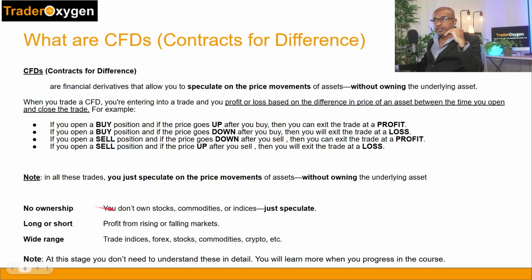So there's no ownership in CFDs for you. You just speculate. So you can trade long or short. If you take a long position, you will profit from rising markets. If you take a short position, you will profit from falling markets. Then you can apply CFDs to a wide range of instruments such as indices, Forex, stocks, commodities, crypto, etc. Again, at this stage, you don't need to understand these in detail. You will learn more as we progress in this course.